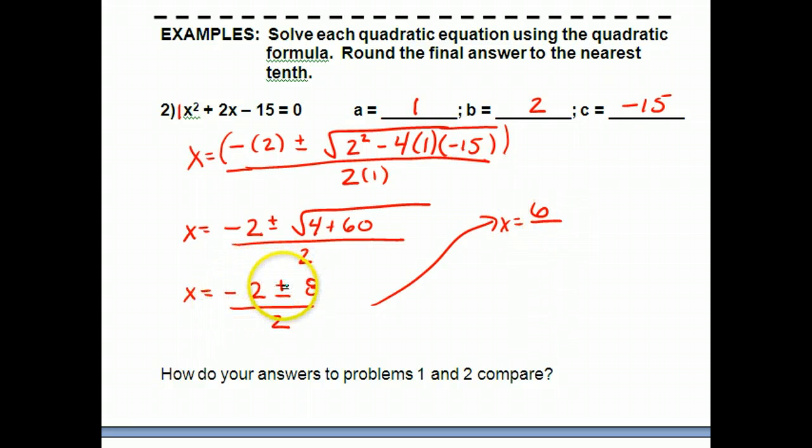Negative 2 plus 8 is plus 6, divided by 2. So right now I'm doing the plus side of the equation, and looky here, that gives me 3, just like we wanted. And the other side, x is also equal to negative 2 minus 8. So now I go do the other one separately. Negative 2 minus 8 gives me minus 10, divided by 2, gives me minus 5. So you can see that our quadratic formula works.